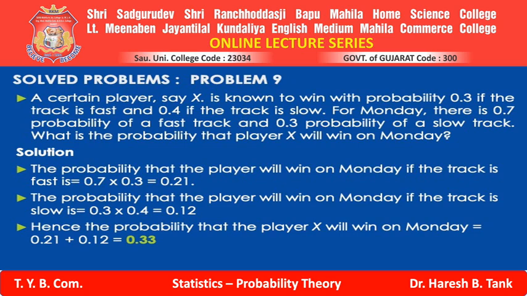Naturally, any one of these two may occur. The probability of winning on Monday is required. So whether the first happens or the second happens, since the connector is OR, those two possibilities are summed up. So the probability that player X will win on Monday becomes 0.21 plus 0.12, which is 0.33. Is it clear? Fine. Let's have another example.